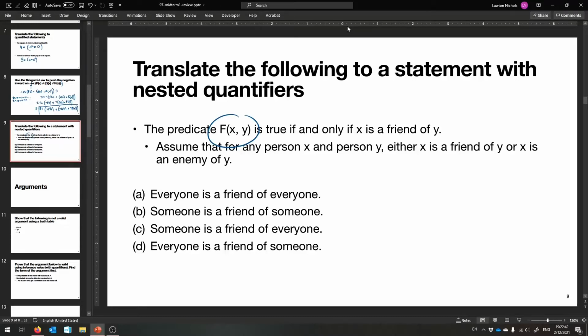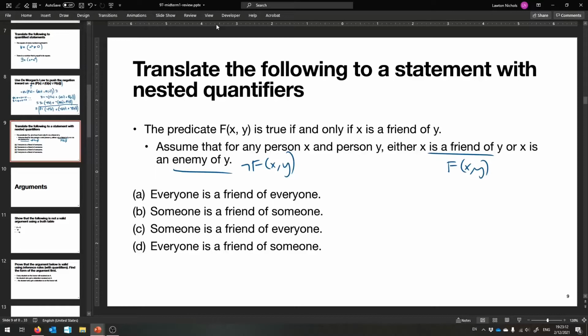Okay, so here is the predicate. F(x, y) is defined to be true if x is a friend of y. It's going this way, like x is a friend of y. And we're going to assume that for any two people, either they're friends or they're enemies. So either x is a friend of y, so F(x, y) is true, or they're an enemy, so x is an enemy of y, which is not F(x, y). Okay, that's how we'll interpret that.